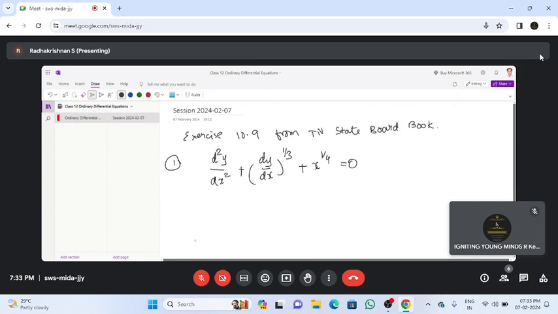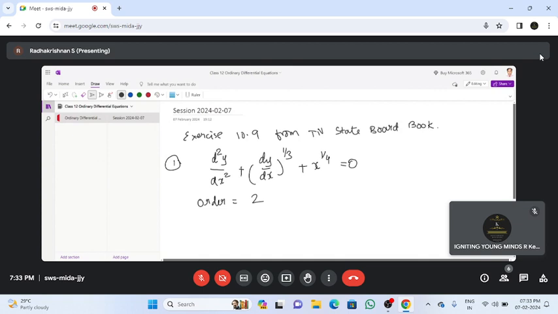So what is the order of this equation? First, we can find the order. We should look at what is the highest derivative. First derivative or second derivative or third derivative. So what is the highest derivative? It is d square y by dx square. Second derivative, that is the highest. Otherwise, we see dy by dx and then only x. So order is 2. D square y by dx square.